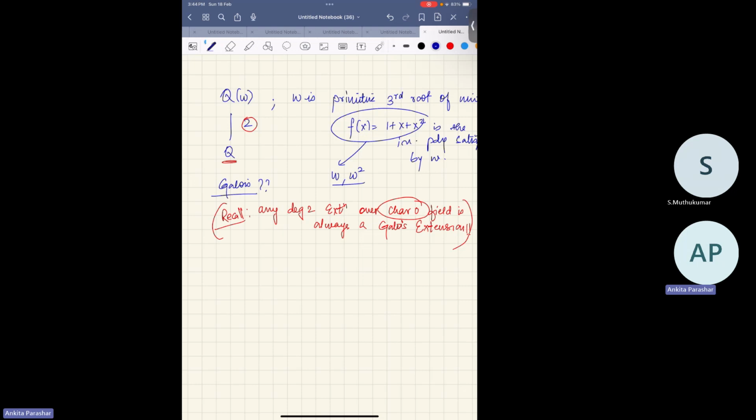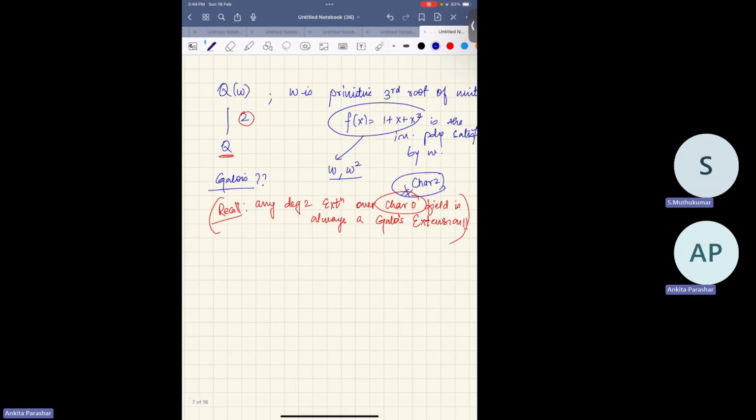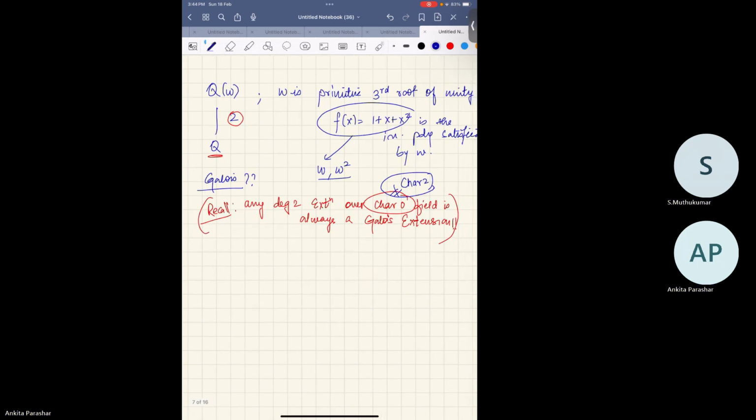All right, so it's Galois. Any degree 2 extension over characteristic not equal to 2 is Galois. I'm saying characteristic 0, which is also equally not equal to 2, right? I'm using one consequence of that. Characteristic 0, of course, is not equal to characteristic 2. So therefore, this is a Galois extension.